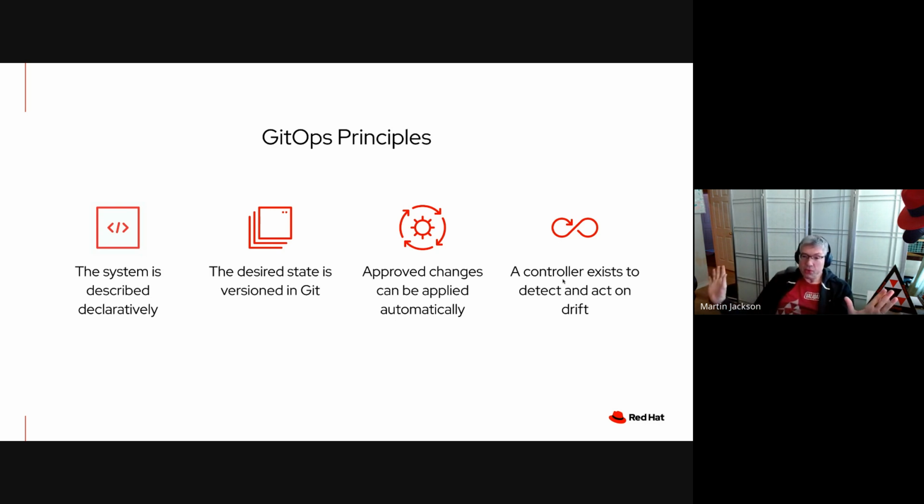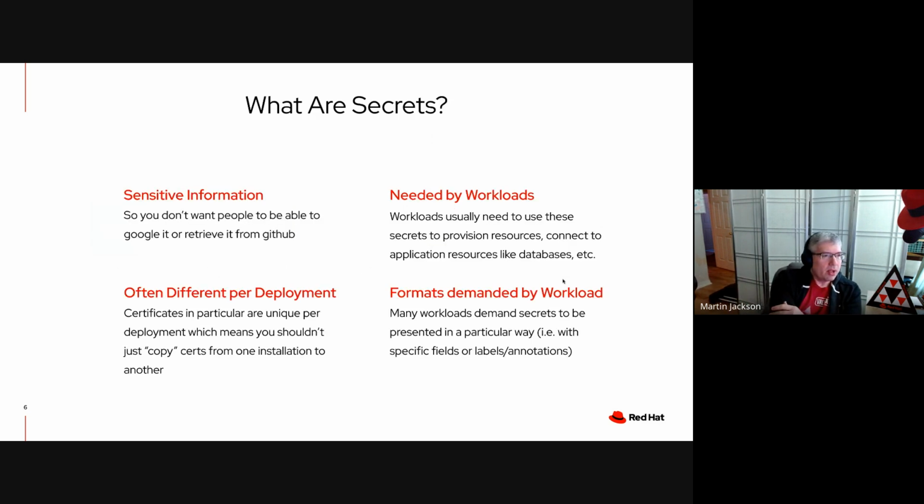And all that's well and good when you're dealing with public information, container images, potentially versions, the number of containers you're running and everything. But it's a real problem when the thing that is part of the desired state of the application is an actual secret. So when we say secrets, what do we mean?